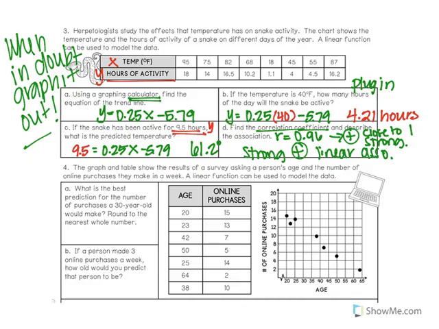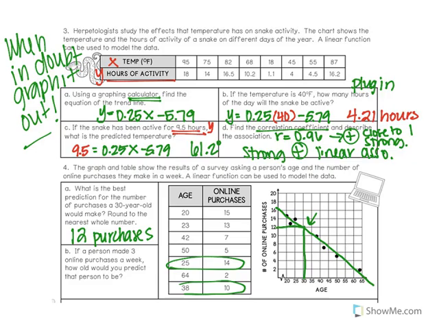If I was going to make a prediction for a 30-year-old, I can see that this is a close age, anywhere between 14 and 10, so I'm going to say 12 purchases. And if I draw a line through my data, when the age is 30, I look up and see it's pretty close to 12 right there. So I think 12 is a good estimate for that.